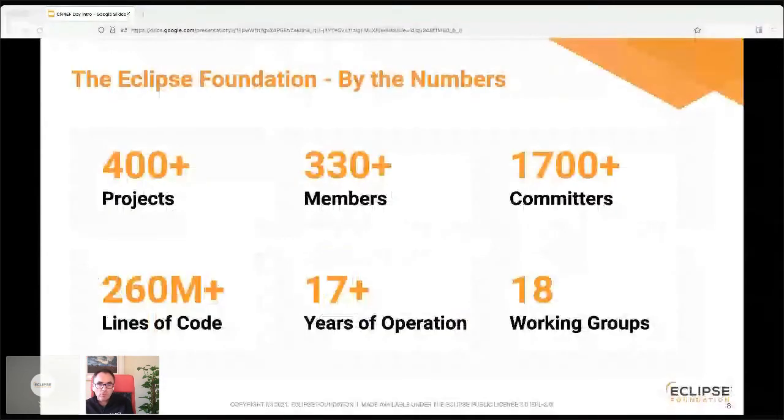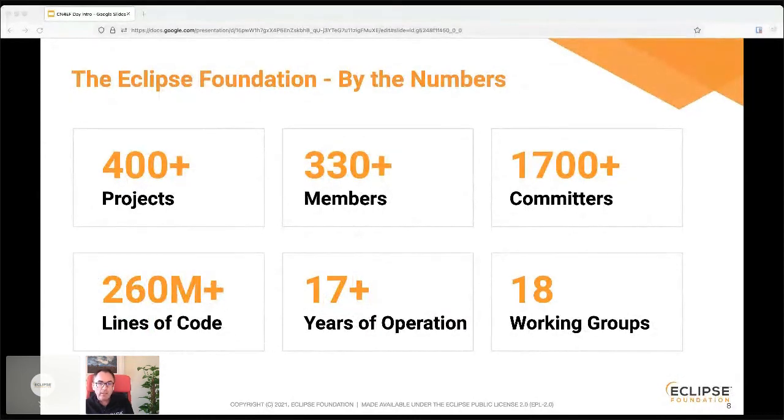By the numbers, Eclipse Foundation. Many of you might know us for the Eclipse IDE, which is one of our longest projects, and millions of developers around the world still rely on. However, Eclipse Foundation is much more than that. Currently, we have 400 plus open source projects under our umbrella. We have over 330 members. These are organizations, large and small. The lifeblood, of course, of open source is contributors and committers, of which we have 1,700 plus. Hundreds of millions of lines of code, and 18 working groups. Working groups are the main structure with which we provide organizations with collaboration opportunities, and I'll talk about them momentarily.